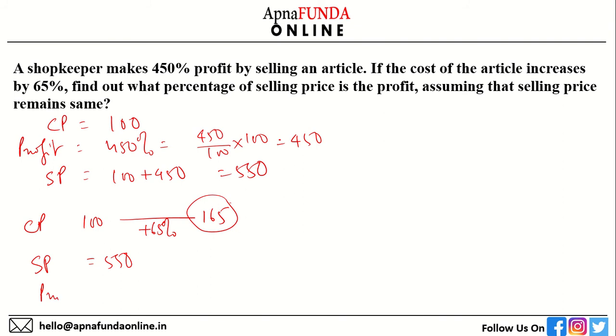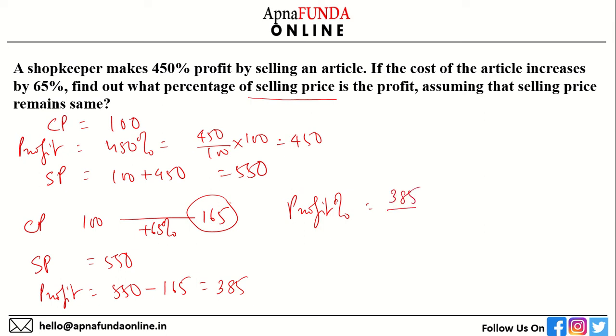So my profit is equal to 550 minus 165, which is 385. So the profit percentage, which we always calculate on the cost price, we are supposed to calculate on the selling price because that is what the question wants. Find out what percentage of selling price is the profit. So profit percent equals 385, which is the profit, divided by selling price, which is 550, into 100, which is equal to 70%. That is my answer.